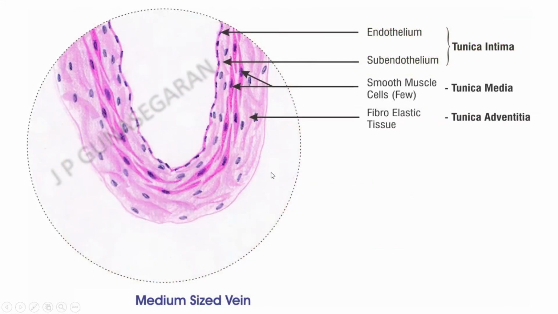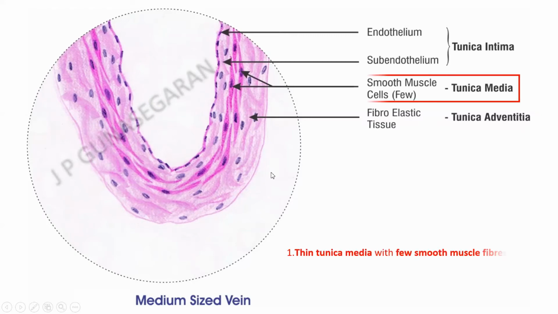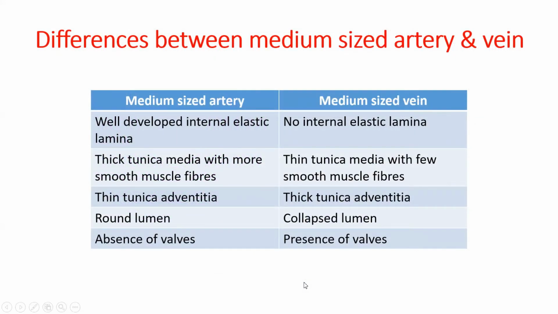This is an H&E drawing of a medium-sized vein, and it is characterized by the presence of a thin tunica media with few smooth muscle fibers, a thick tunica adventitia, and no internal elastic lamina. This is a table showing the differences between a medium-sized artery and a medium-sized vein.